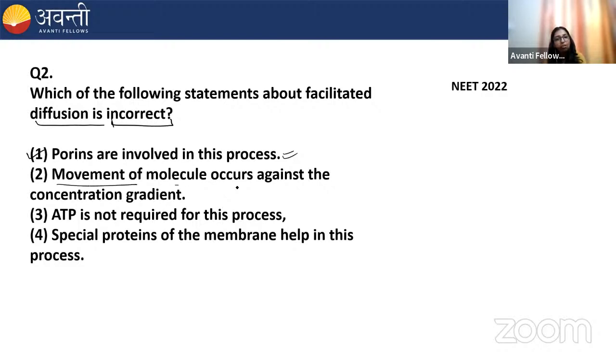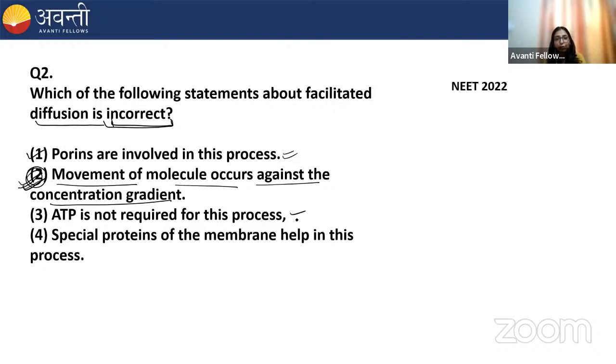Number two says movement of molecules occurs against the concentration gradient. But movement of molecules in diffusion as well as in facilitated diffusion is along the concentration gradient, that is from high concentration to low concentration. We also call it downhill movement. Against the concentration gradient is a part of an active process, not facilitated diffusion. Remember this point. And they're asking about the incorrect statement. So the incorrect statement is number two, so the correct option is number two. The movement of molecules occurs against the concentration gradient. In facilitated diffusion, it is along the concentration gradient.